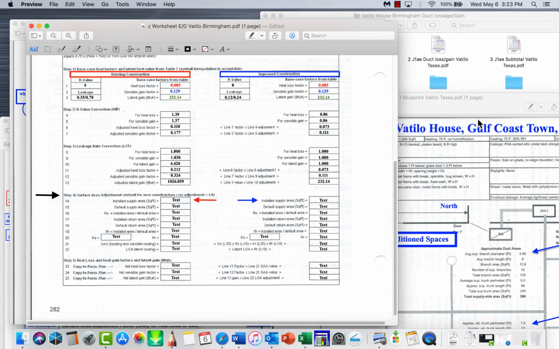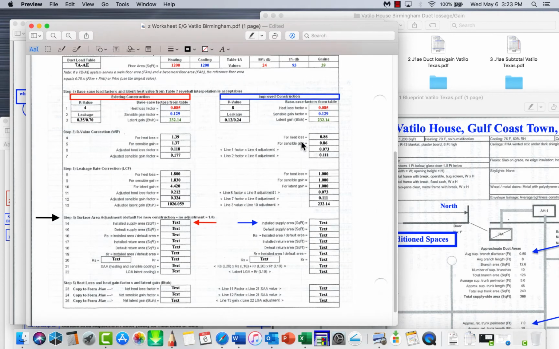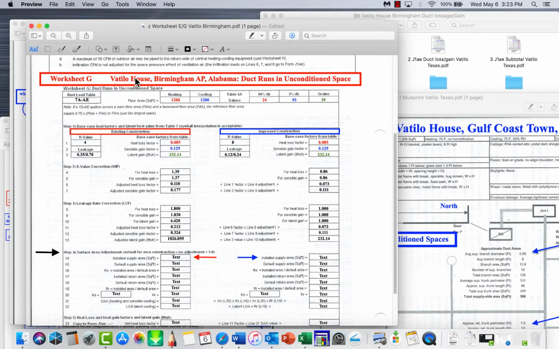Hello, this is heat load calculation part 14E. We're still working on our Vatilo House in Birmingham, Alabama airport location for duct runs and unconditioned spaces.